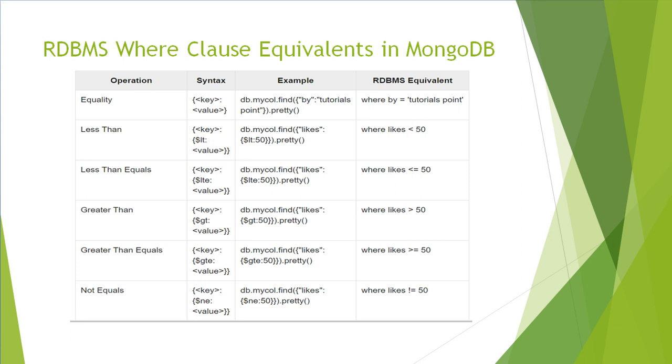And again, now we discuss this one, it is pretty simple: less than, which is $LT. Again, something called as greater than. Greater than is GT, that is $GT. Here it says where the likes is greater than 50. So this is our SQL equivalent and this is our NoSQL equivalent, or we can say our MongoDB equivalent. Now coming back to the equality, it's pretty obvious that in SQL we used to have the equal sign, but here we say db.myColumn.find by, we use here by tutorials, something like that, tutorials point or whatever. So these are the WHERE clause equivalents we use in MongoDB.